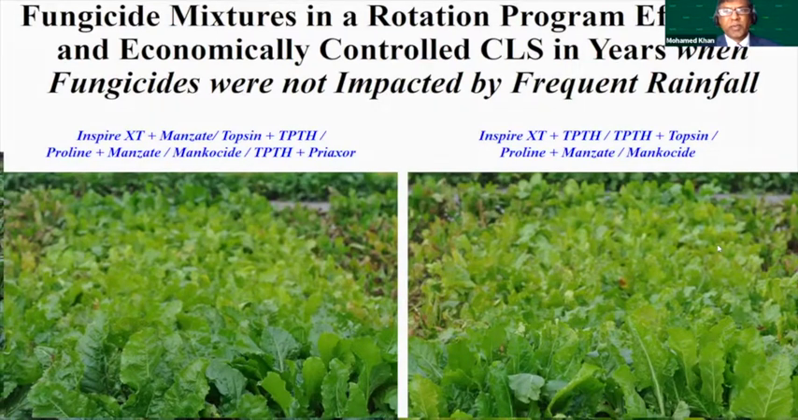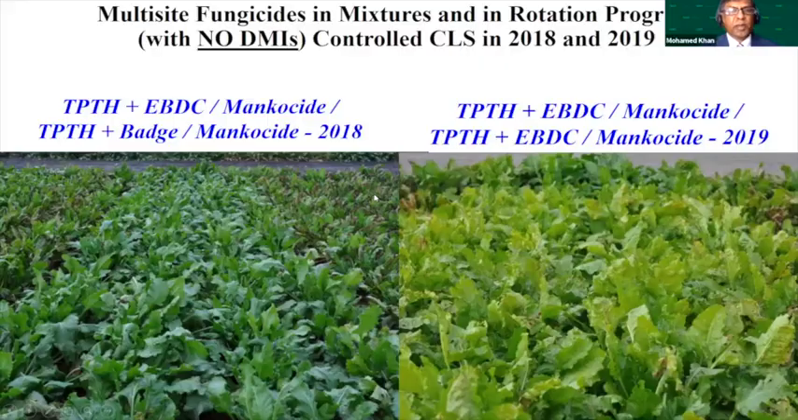In 2018 and 2019, without using a QOI or a triazole, just using tin and an EBDC, and EBDC and copper in a rotation program in 2018, you can see green leaves compared to the check. In 2019, this variety here was a little bit different, a little bit more yellow, but still leaf spot rating was very low with high yield, just by using more or less the multi-sites in mixtures. And this can work fairly well for growers from Crookston going north.